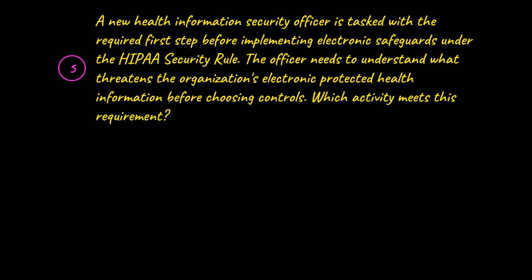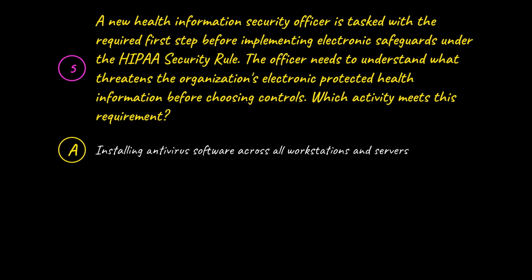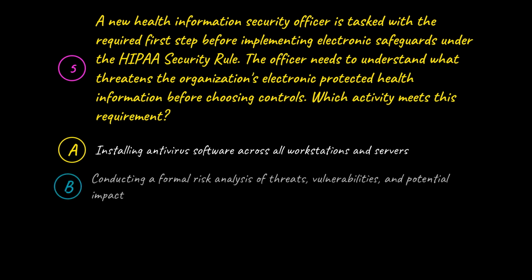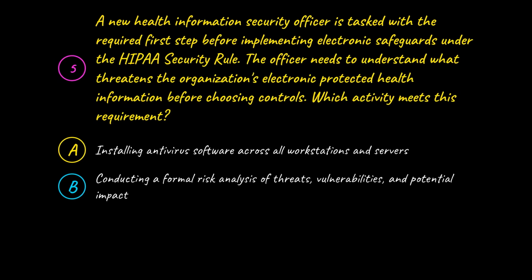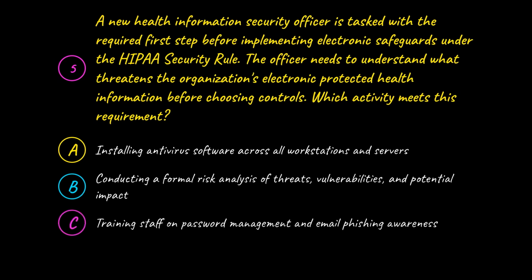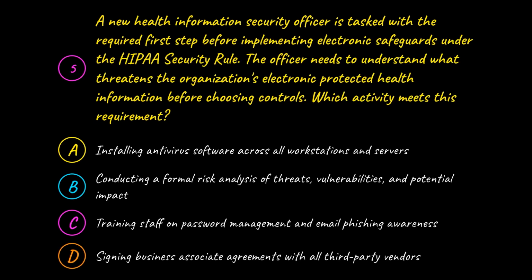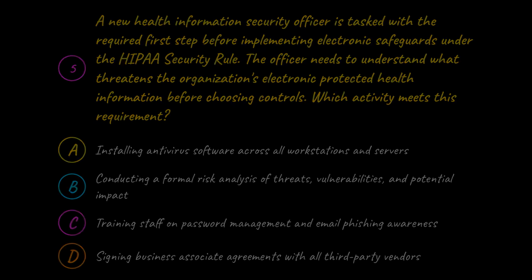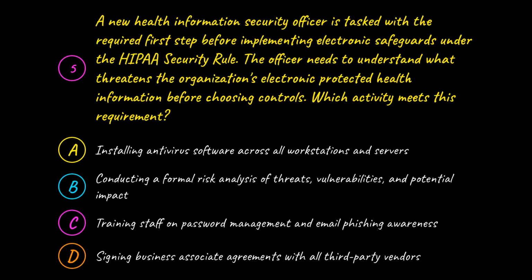Your options are A. Installing antivirus software across all workstations and servers. B. Conducting a formal risk analysis of threats, vulnerabilities, and potential impact. C. Training staff on password management and email phishing awareness. D. Signing business associate agreements with all third-party vendors. Pick one. Trust your gut. Here's your chance to test yourself.